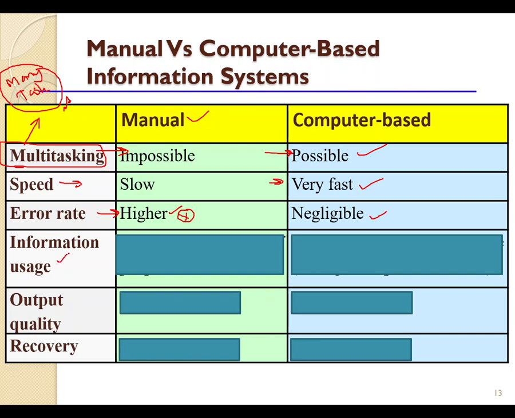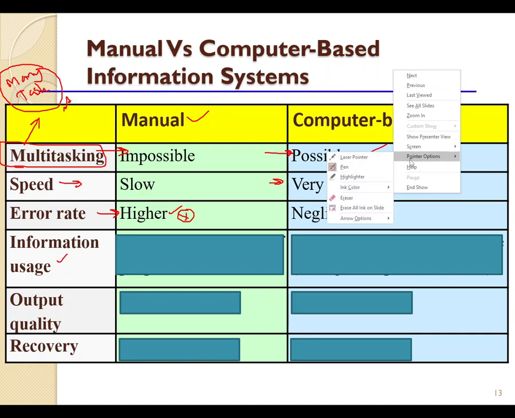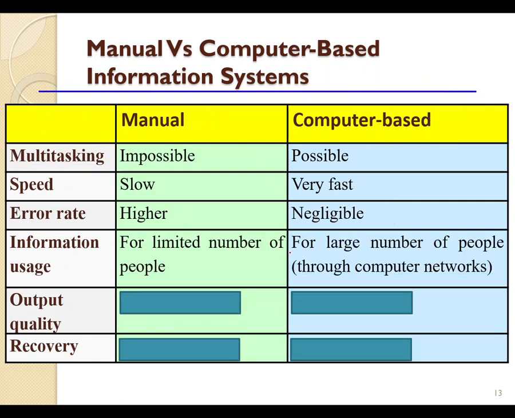Next, information usage. The information prepared, how is it going to be used? Normally in manual systems, the information is prepared onto papers. Then a limited number of people can access that information at a time. Papers can be seen by few people at a time. But in computer-based systems, certain information prepared can be observed by multiple people from around the world through networks. Computer networks are there, so we can distribute it.